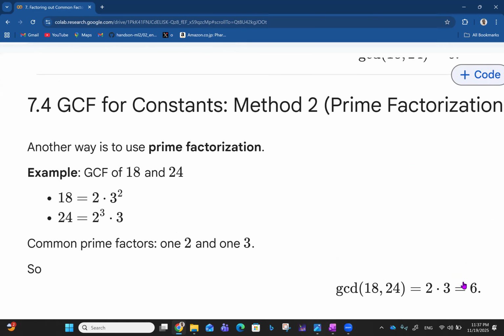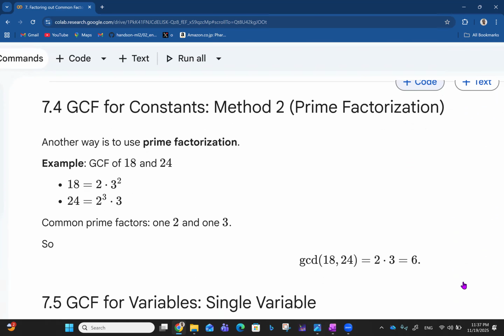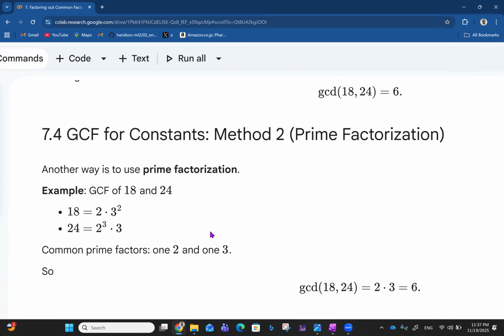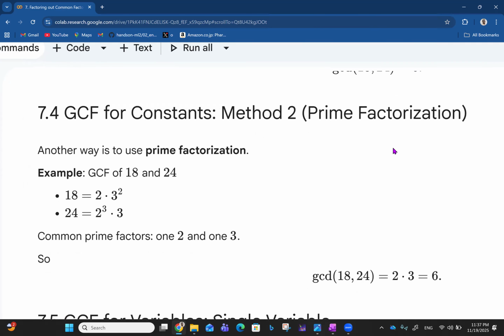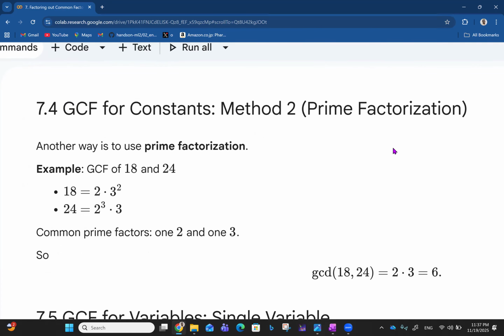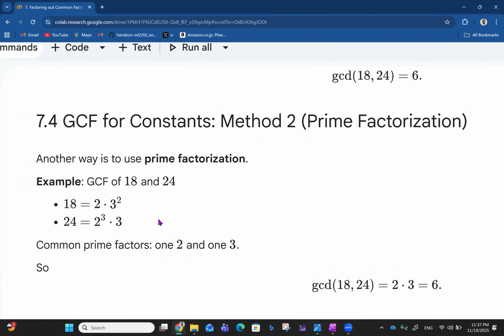The method I showed you on the other page, on the worksheet, is this other one. GCF for constants, method 2 is by prime factorization. Another way is to use prime factorization, that is, you express each term as a product of its prime factors.